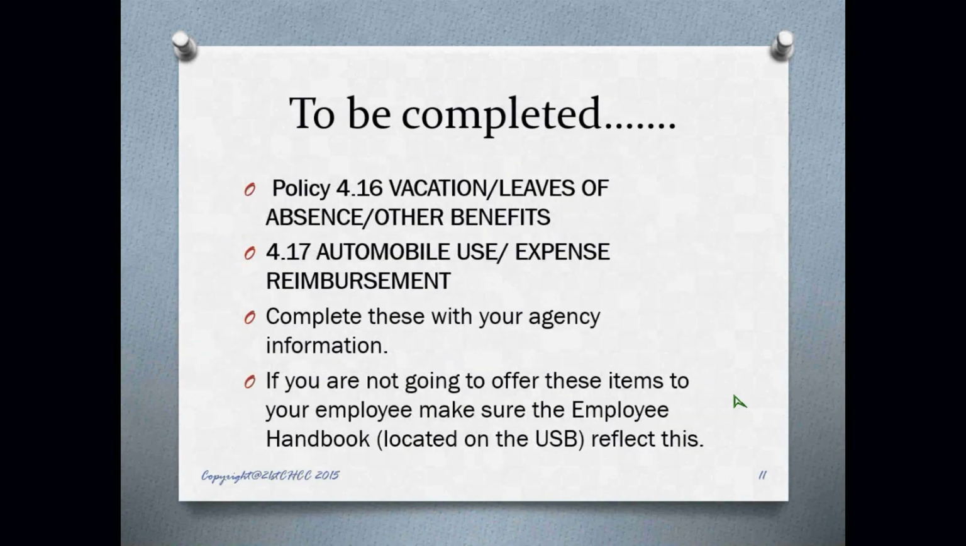In your personnel policies, that's the number 4 manual. There's a couple of policies in there that you're going to need to complete with your agency information, and this talks about if you're going to offer vacation or benefits, also if you're going to provide mileage for your employees. If you're not going to provide these to your employees, then you need to mark NA on those policies. And then if you don't, make sure that that's reflected in your employee handbook, that you're not offering those. Again, we'll talk a little bit about where to find that employee handbook on your USB.